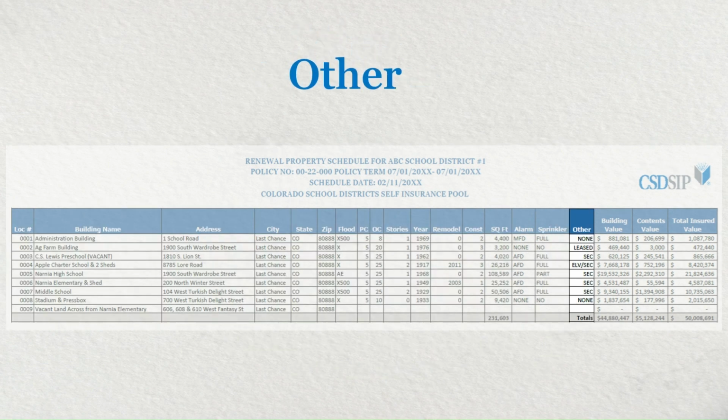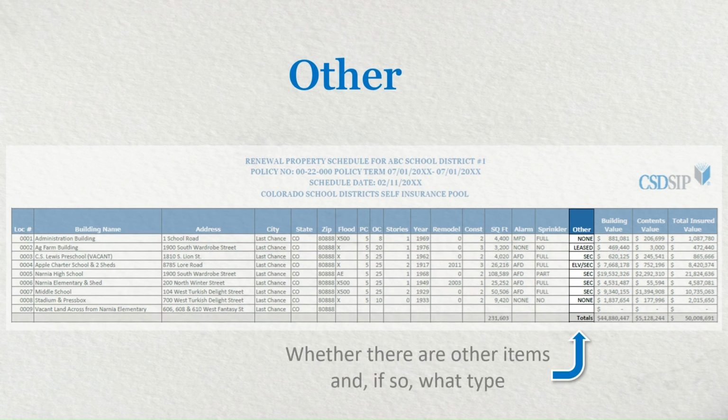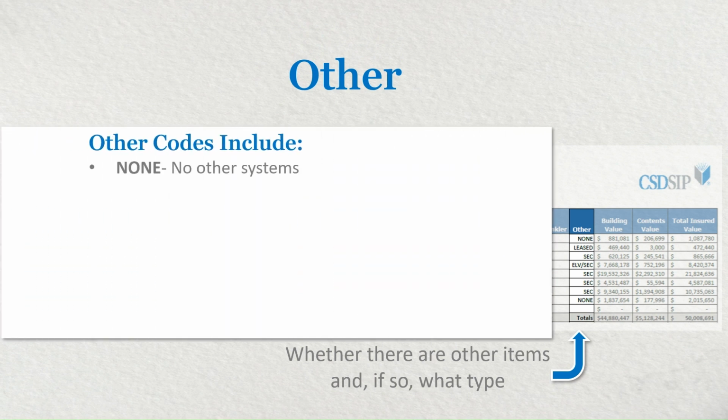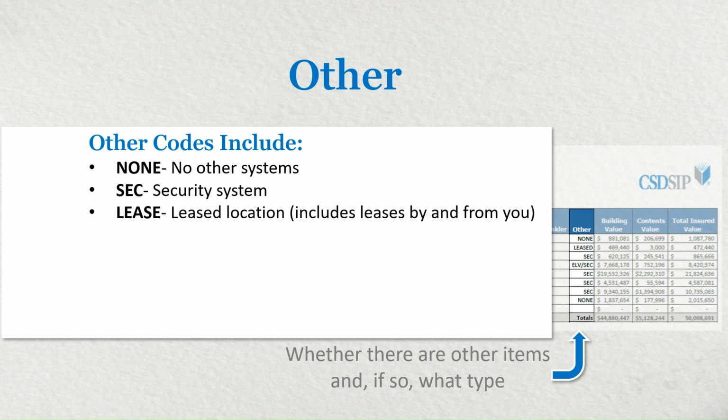Other. This refers to whether there are other items in the building. Our codes are none, no other systems or items to note; SEC, security system; Lease. This is a lease location, could be an owned location that you are leasing out to someone else or that you are leasing from someone else.